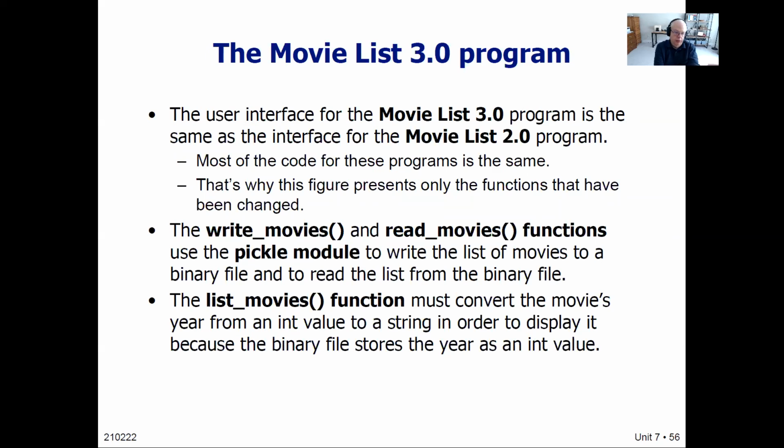So let's look at movie list 3.0 because this one is going to be in binary. Okay. So you're going to see that we are going to use the pickle module for the write movies and the read movies functions we're going to create. And the list movies function is going to convert the movie's year from an integer to a string in order to display it.